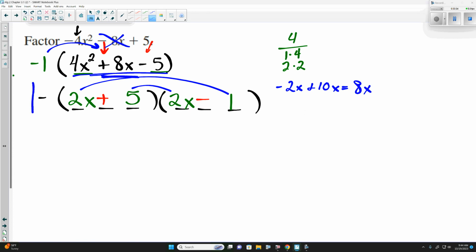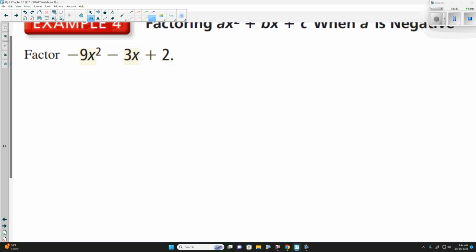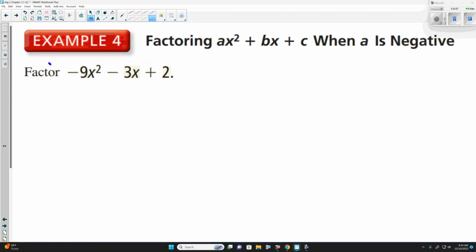So our final answer is negative, parentheses 2x plus 5, close parentheses, parentheses 2x minus 1, close parentheses, is our final answer. Questions on this here? Okay. Questions on this here?